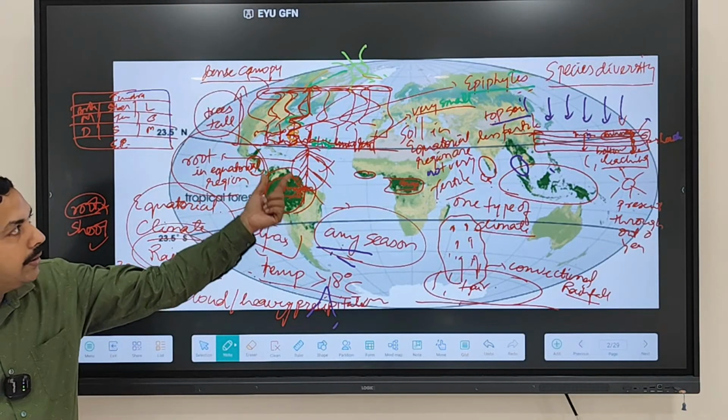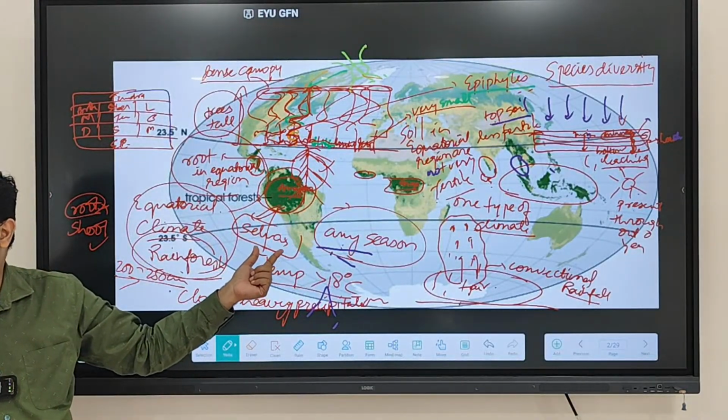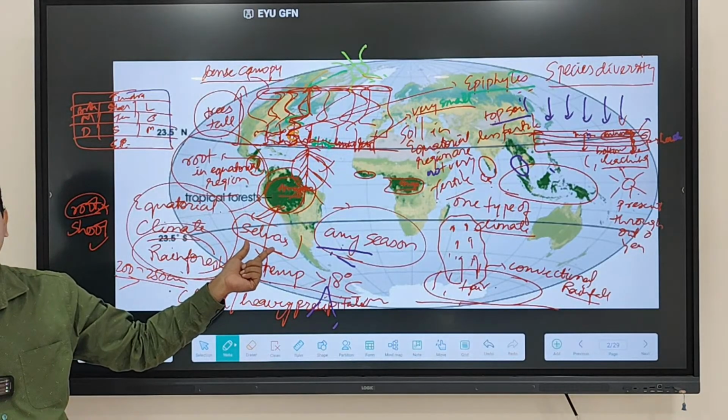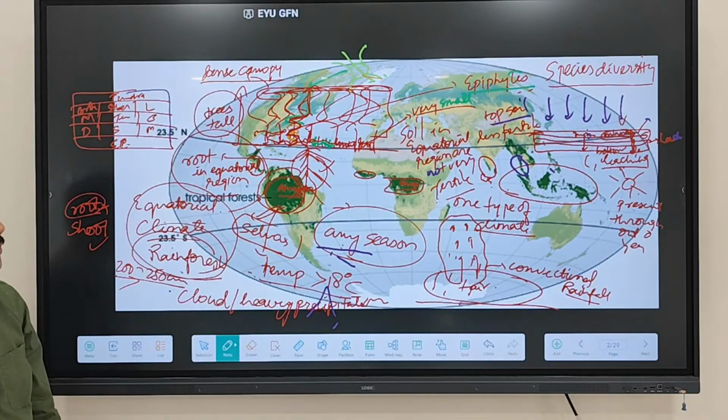So because of this dense vegetation that you find in the equatorial forest, when we are talking about the Amazon, it is known as selvas. Fine. Any doubt regarding this particular part?